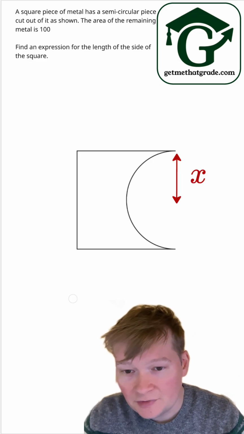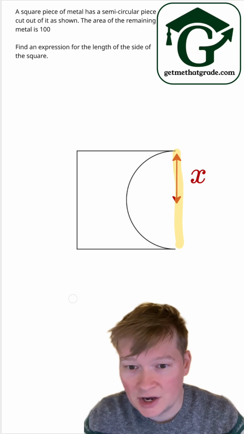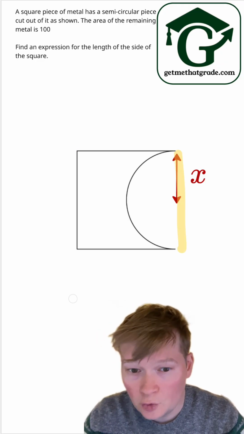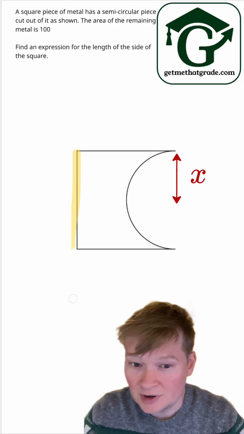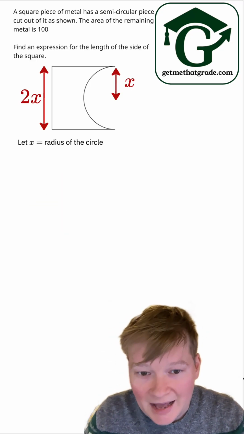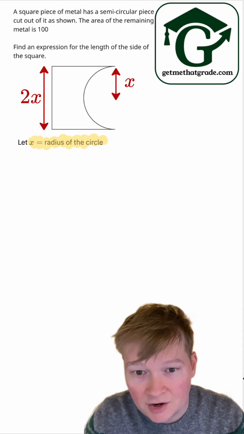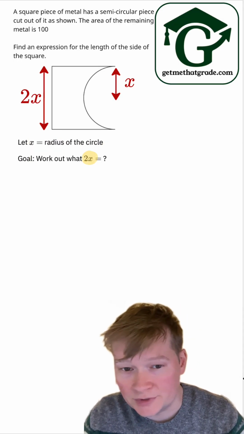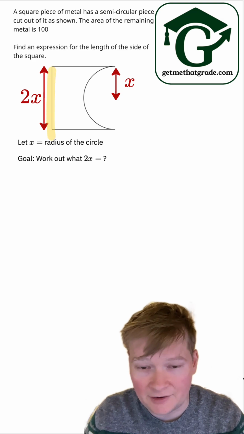And because the diameter of the circle is the same as the side length of the square, well, the diagonal would be 2x. So too would be the side length of the square. So we've let x be the radius of the circle, and our goal is to work out what 2x equals. We want to find the side length of the square.